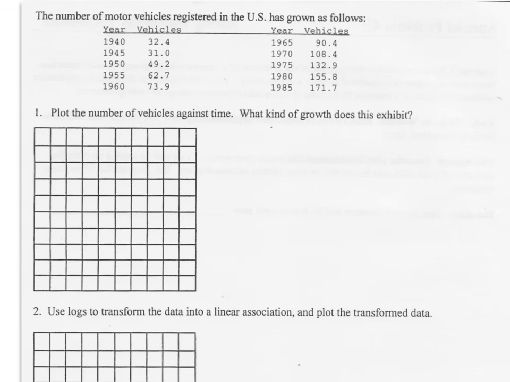Welcome to a lesson on transforming your data to achieve linearity. We've got the number of motor vehicles registered in the U.S. has grown as follows, and we got a list from 1940 to 1985, and we're going to go ahead and plot the number of vehicles against time, and what kind of growth does this exhibit.